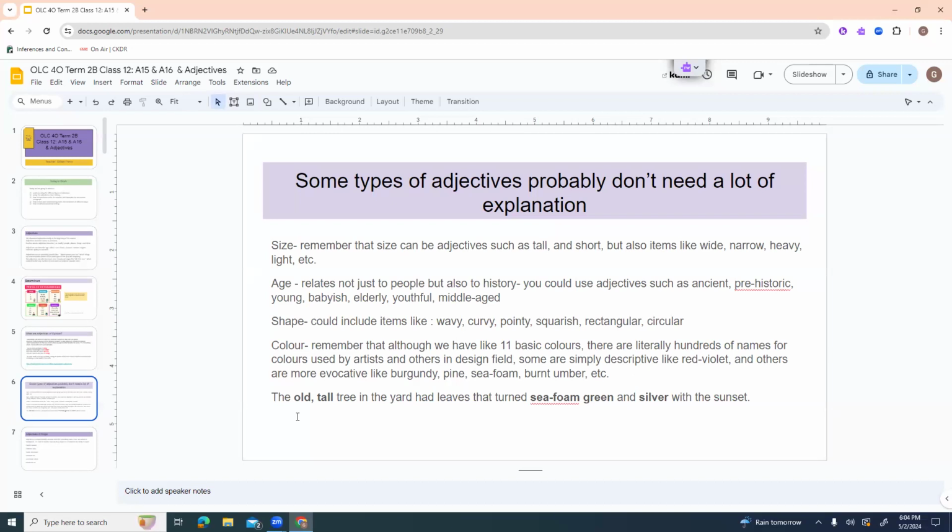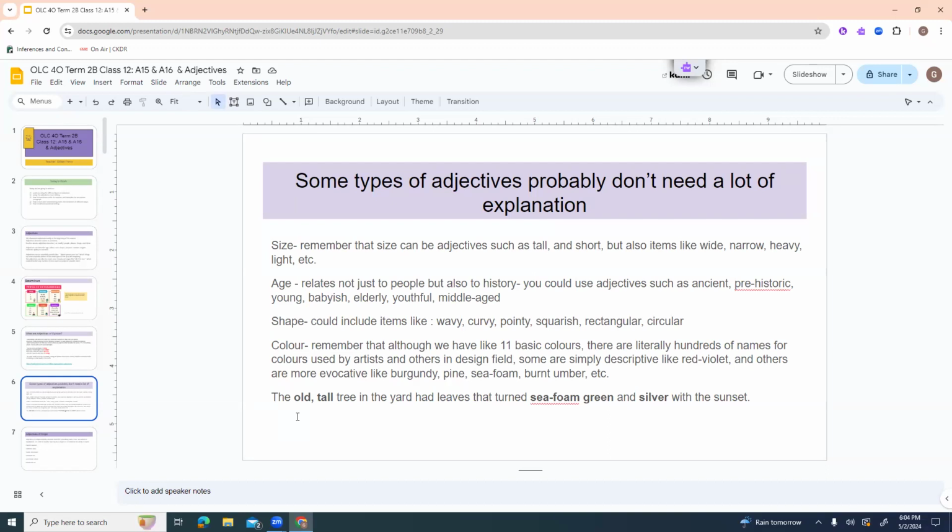Age refers not just to people, but you could also refer to history. Things like ancient, prehistoric, young, babyish, elderly, youthful, middle-aged, medieval times, Renaissance times. Those are all kind of referring to a type of age as well. Shape can include things like wavy, curvy, pointy, as well as more typical shape items like squarish, rectangular, circular.